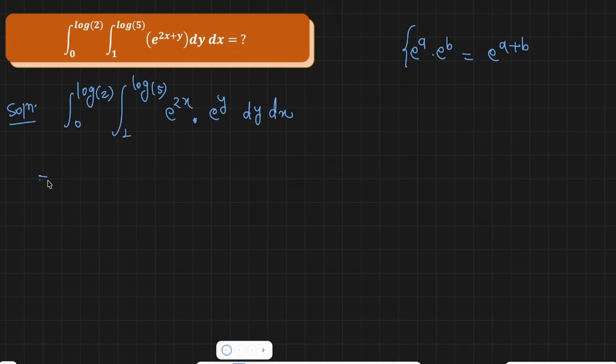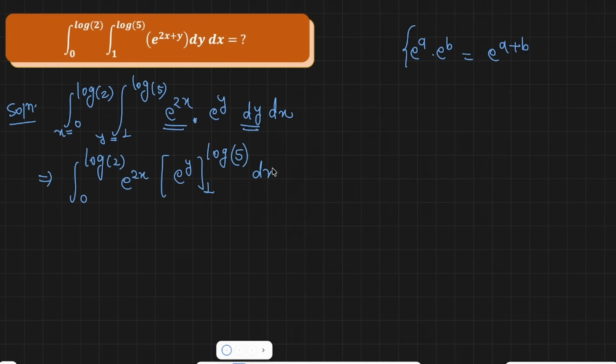Now see what happened, this is 0 to log 2, because I am integrating with respect to y first, so this is the limit of y, and this is the limit of x. First I will take the limit of y, it means e to the power 2x is my constant, so I can take it outside. Integration of e to the power y will be e to the power y, with limit from 1 to log 5, and then it will be your dx.